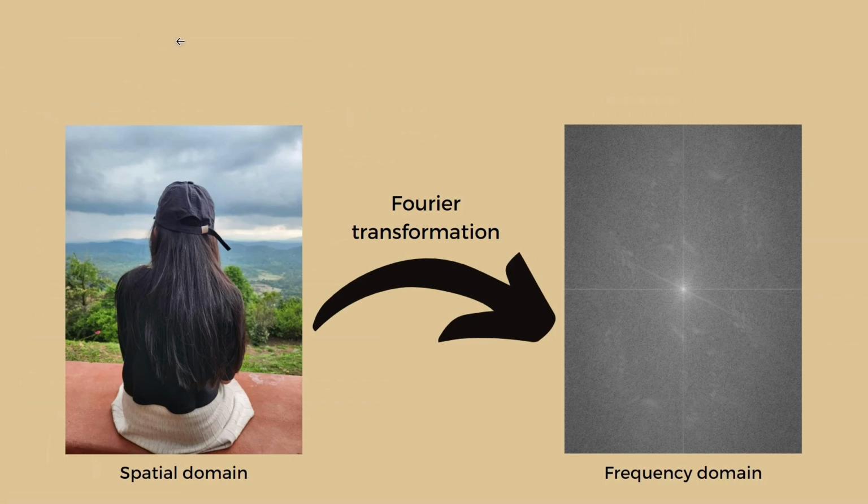Here is an example of Fourier transformation. This is an image in spatial domain, and by using Fourier transformation we convert it into frequency domain.